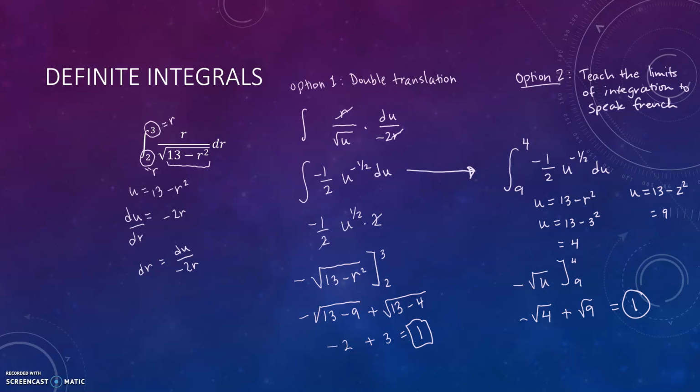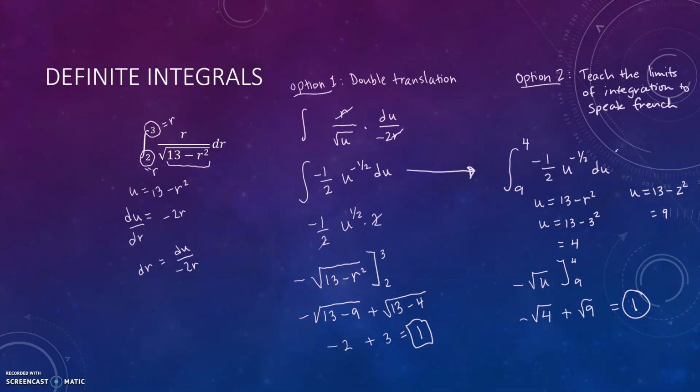Both methods should give us the same answer, right? You have to be aware of this second option when you have a definite integral. Occasionally there'll be a multiple choice question that says, if this integral is expressed in terms of u, what does it look like? And the limits of integration would be changed then. You don't have to use that method if you prefer option 1 and prefer doing a double translation. Just make sure you don't mix the two methods.